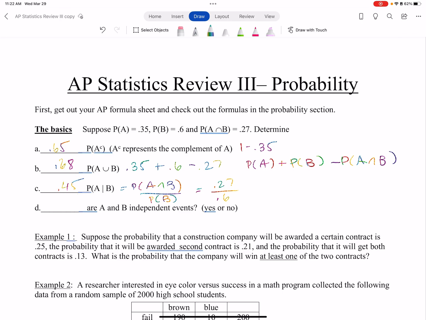Are A and B independent? Well, for A and B to be independent, probability of A given B has to be equal to probability of A, or I could look at it as the probability of A and B has to equal the product. Well, we've already looked up above, and the probability of A given B is equal to 0.45. The probability of A is equal to 0.35, so no, it is not. And the reason being is because these two here are not equal.